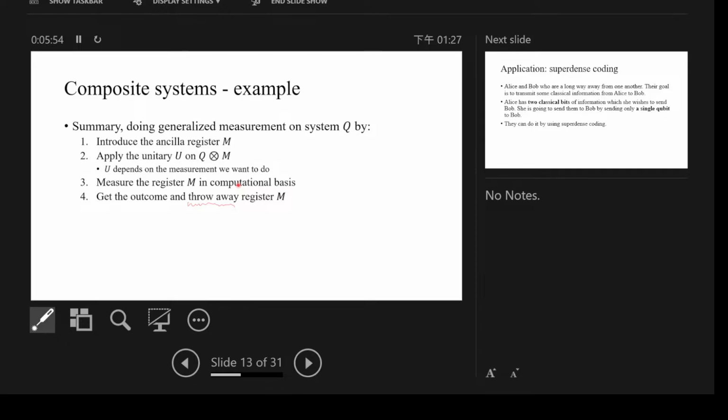This is what we have done in this class. We did this composite system, and we said a generalized measurement is equivalent to a computational basis measurement on a composite system, if you just do this unitary U that corresponds to your measurement M. Okay. If not, then let's go back to entanglement.